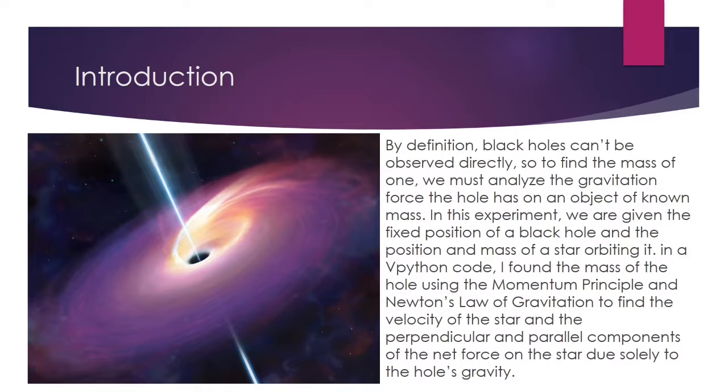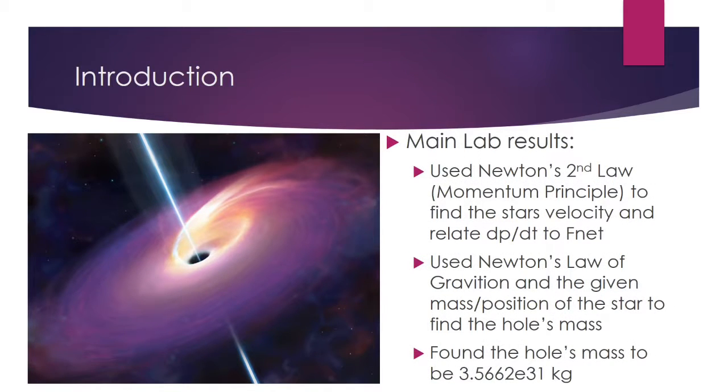star orbiting it. In a VPython code, I found the mass of the hole using the momentum principle and Newton's law of gravitation to find the velocity of the star and the perpendicular and parallel components of the net force on the star due solely to the hole's gravity. This yielded the results that by the momentum principle I could find the star's velocity and relate dp/dt to Fnet. And then I could use the gravitational law and the given mass and position of the star to find the hole's mass, which I found to be 3.566 e to the 31 kilograms.